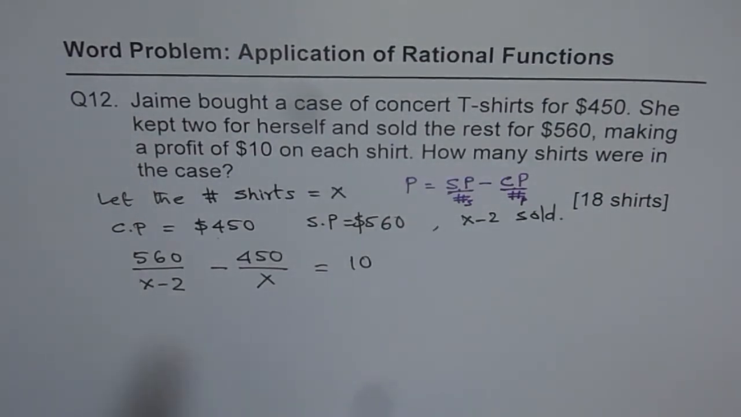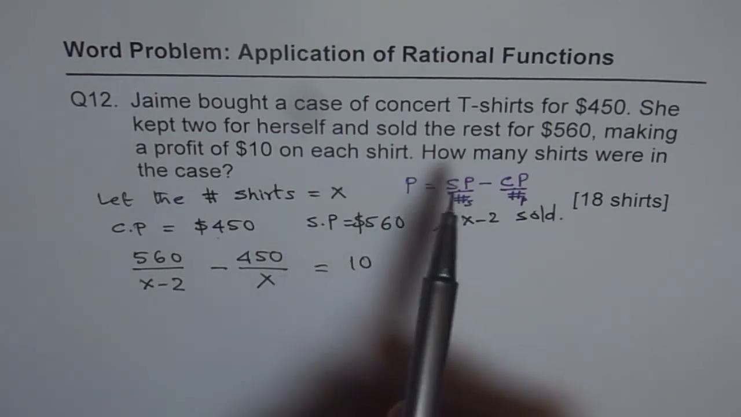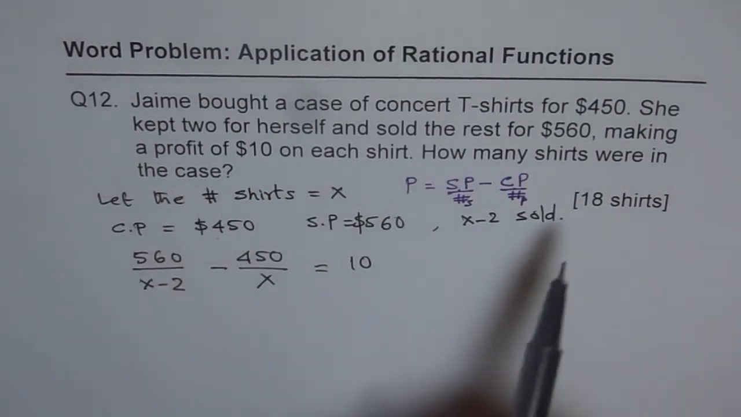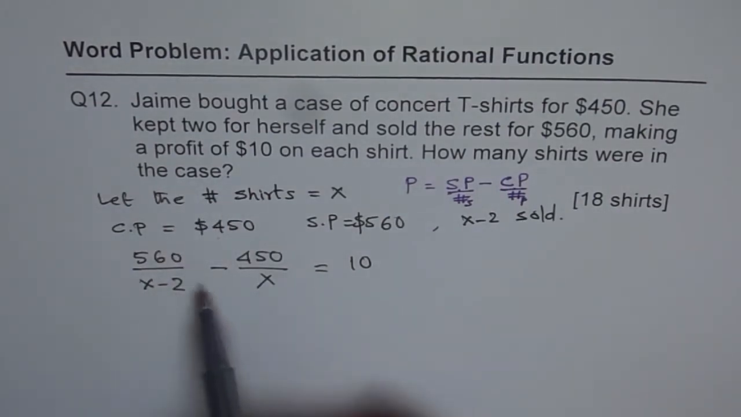So I hope it's absolutely clear. What we need to find is X from here. And the way to do it is just cross multiply, get your answer, and you should get X as 18. How many shirts were in the case? There were 18 shirts in the case, right?